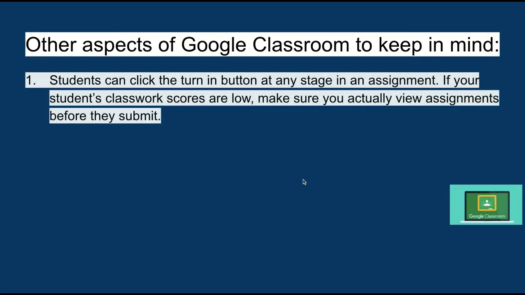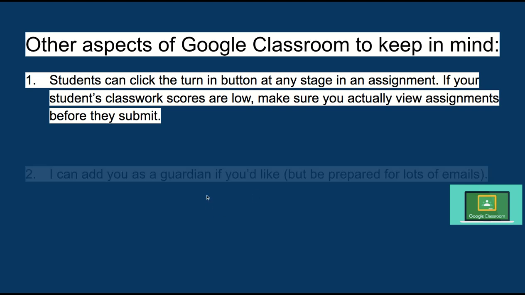Other aspects of Google Classroom to keep in mind, especially during distance learning, students can click the turn in button at any stage in an assignment, and they do. So if your students' classwork scores are low and you ask them about their assignments and you're seeing a discrepancy in terms of what looks like it's turned in versus the scores that are on Aries, they may very well be submitting blank documents or documents that aren't complete. So it's much better to actually look at the physical copy of each Google Doc that they're working on.